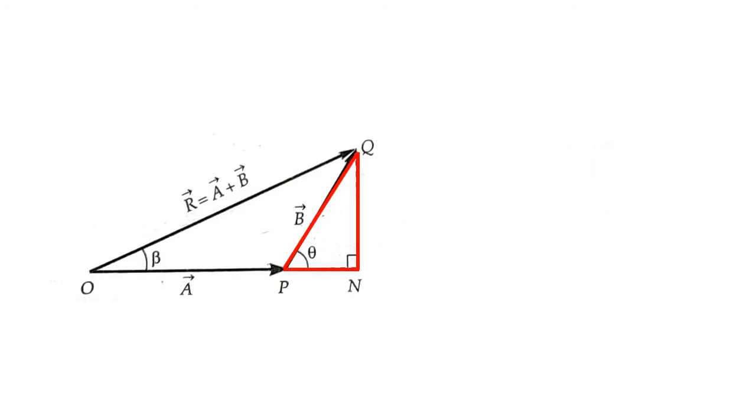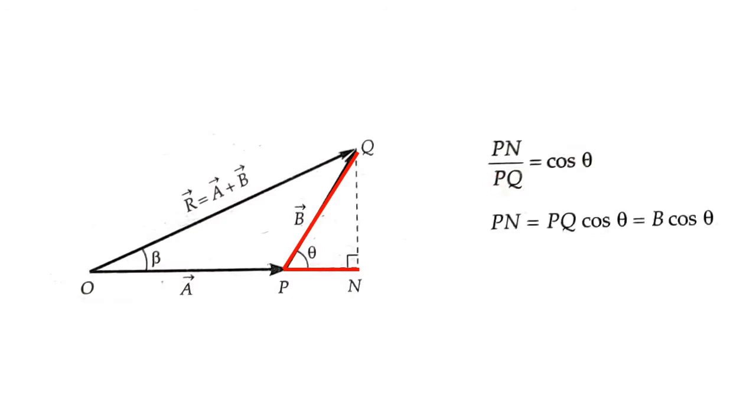Now in a similar manner, again consider the triangle QPN. Now this time consider these two sides, your side PQ and your side PN. Now your cos theta is the ratio of the adjacent side PN divided by your hypotenuse PQ. Fine. Again, I can write my PN as PQ cos theta. I can send this PQ to the other side. So PN equals PQ cos theta. Now PQ represents the magnitude of your vector B. So I can also write B cos theta.